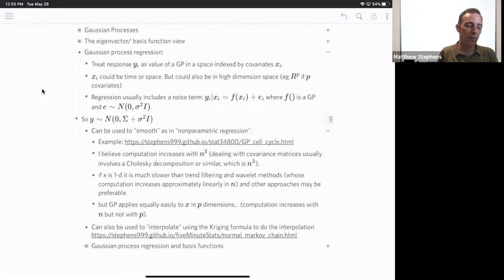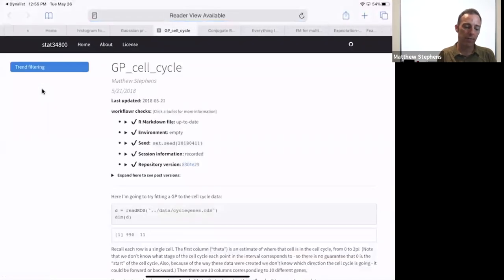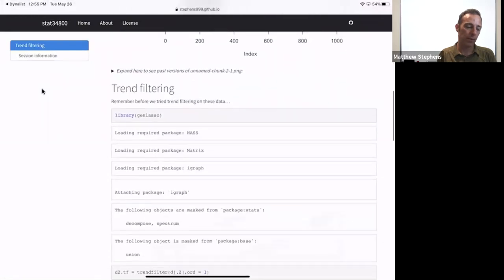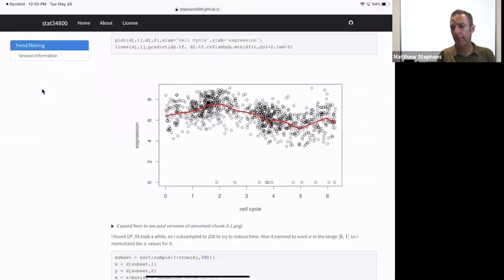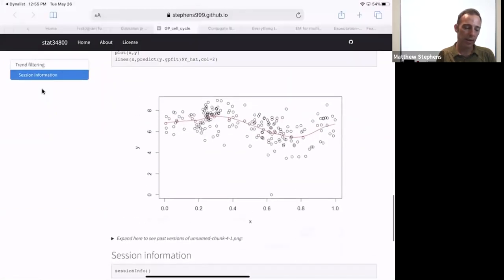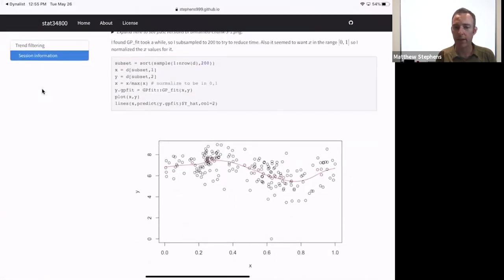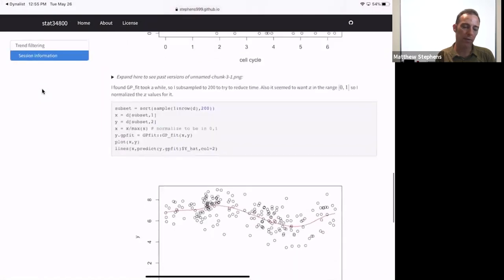Okay, and so you can write it just as a multivariate normal model for y, and so you can fit that just like you can use multivariate normals. It just requires you to choose a covariance kernel. So if we look at the example here, I did it for the cell cycle. This was trend filtering fit to those data, and this is a Gaussian process fit to the data as well. Actually, I had to get it to work in a reasonable time, so I reduced the number of data points to 200 instead of 500 or so, I think it was.